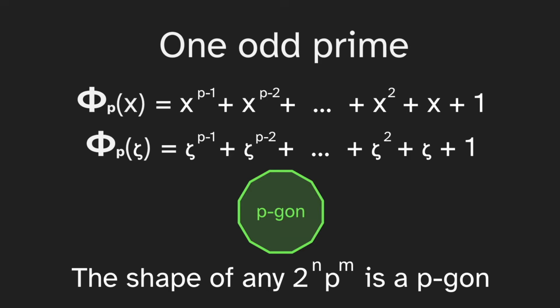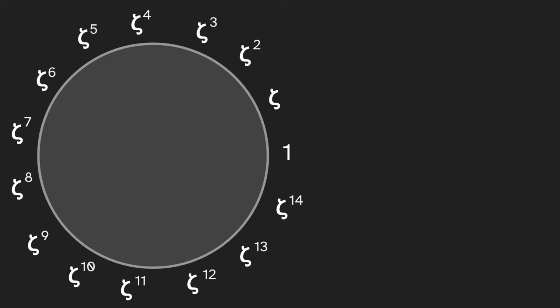Now we'll move on to the next case, which is multiple odd primes. And here, the shapes are more complex. There's no simple rule that we can define as with the previous cases. And the first number with multiple odd primes is 15. It's 3 times 5. And that's why we saw that irregular polygon. So let's dive into that.